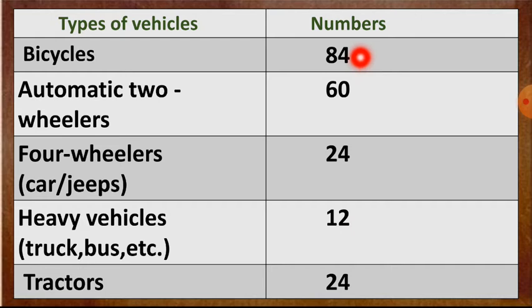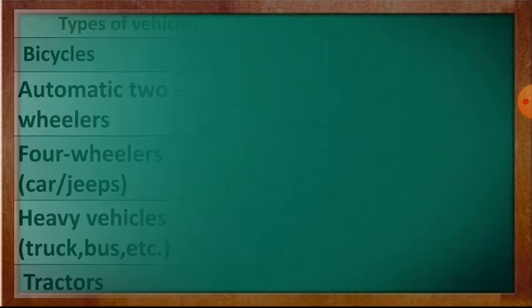Yes. 84 comes at 7 times. Then 60 comes at 5 times. 24 comes at 2 times. 12 comes, 12 ones are 12. Then 24 again comes at 2 times. So here we can make the scale. So one image will be equal to 12. Understood students? One image will be of 12 wheels. So now let's start making our pictograph.